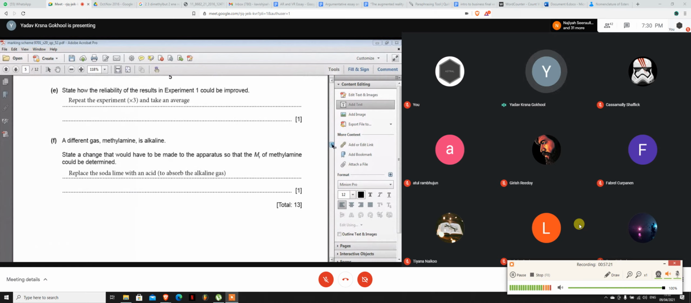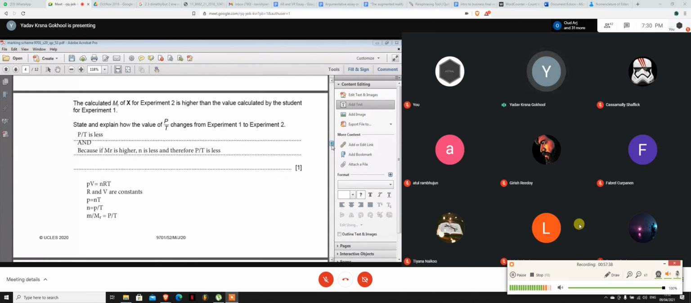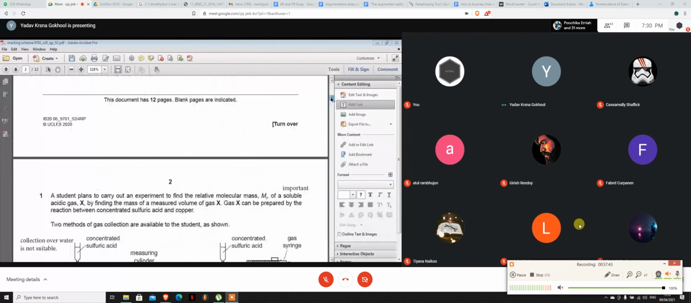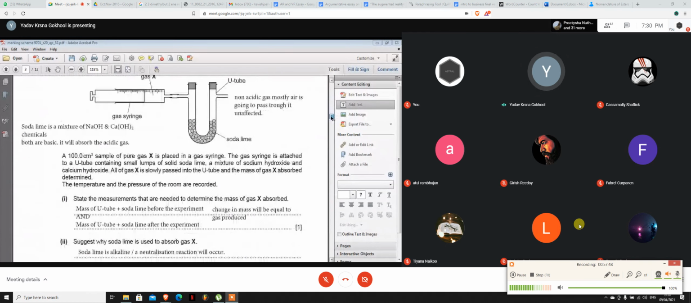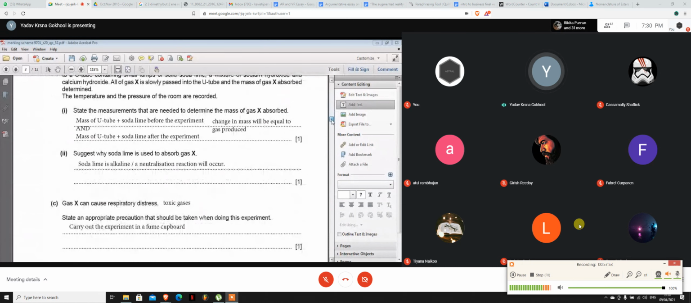Here we all know reliability is to repeat the experiment. Now if you have a gas which is alkaline, of course we have to absorb the alkaline gas using an acid. So you can see that it was pretty straightforward, except for this part for 1 mark. So out of 13, a good student was expected to get 12 out of 13 or 13 out of 13. All the rest are things that you have done here and there.